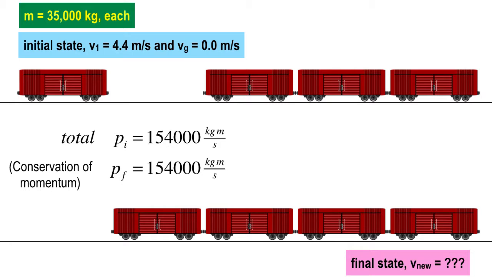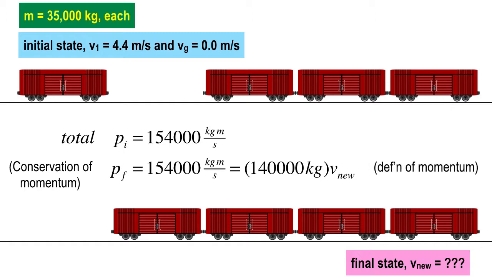But they're all moving at the same speed and they all have the same mass. So it's 35,000 kilograms times V nu, plus 35,000 kilograms times V nu, plus 35,000 kilograms times V nu, plus 35,000 kilograms times V nu. So we've got four of those, and what that adds up to is 140,000 kilograms total. It's like one big boxcar of 140,000 kilograms, because they're all connected and they're all moving off at this one speed. We would say that is true just because of the definition of momentum.